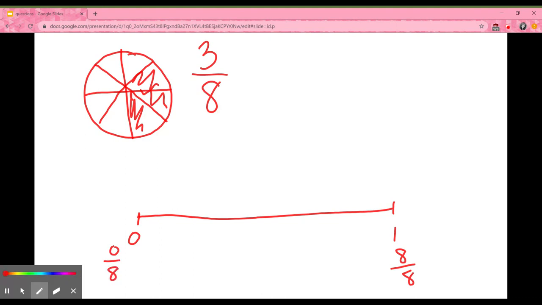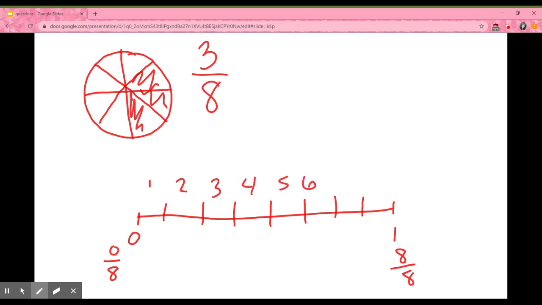So I'm going to divide this into 8 pieces. Since it's an even number, I'm going to break it in half, and then put 4 pieces on each side. So now we have 1, 2, 3, 4, 5, 6, 7, 8. And when you do fractions on a number line, it's easiest, in my opinion, to count the spaces. It's like we have 1 space, 2, 3, 4, 5, 6, 7, 8.